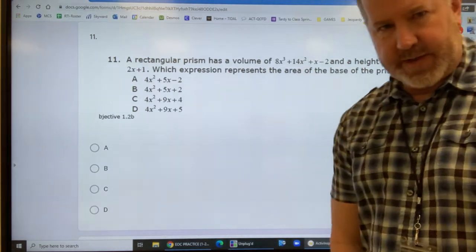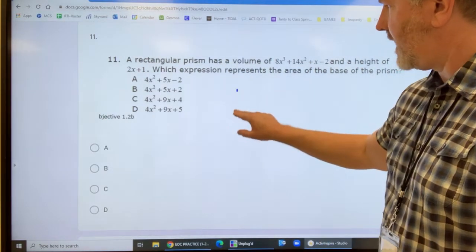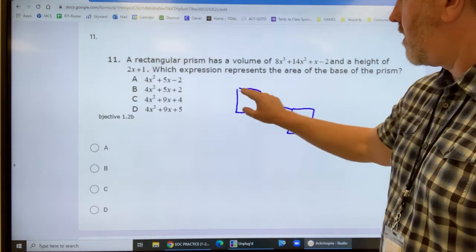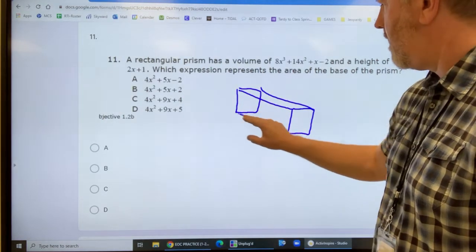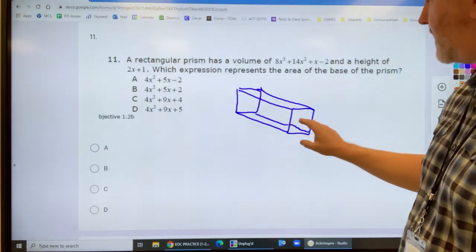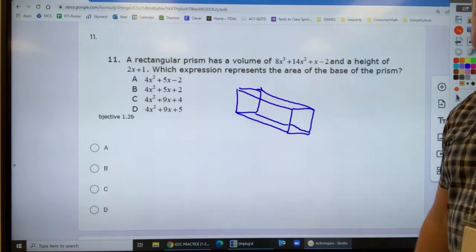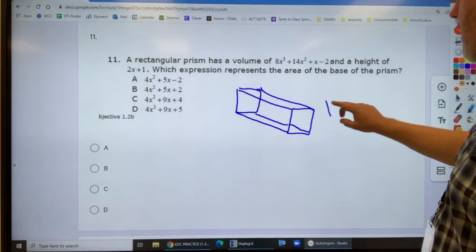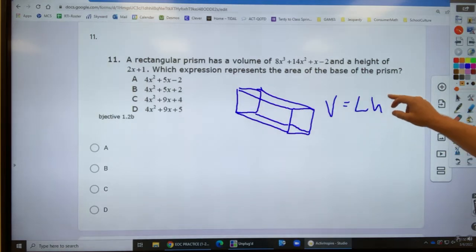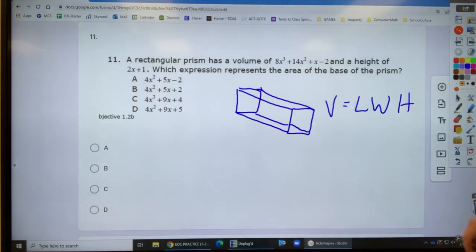Okay, a rectangular prism has a volume and a height. I had a little trouble with this one. This one's pretty tricky because, first of all, you're not going to remember the volume of a rectangular prism, right? A rectangular prism is just a box, okay? And the volume of the box basically equals the length times width of the bottom times the height, okay?